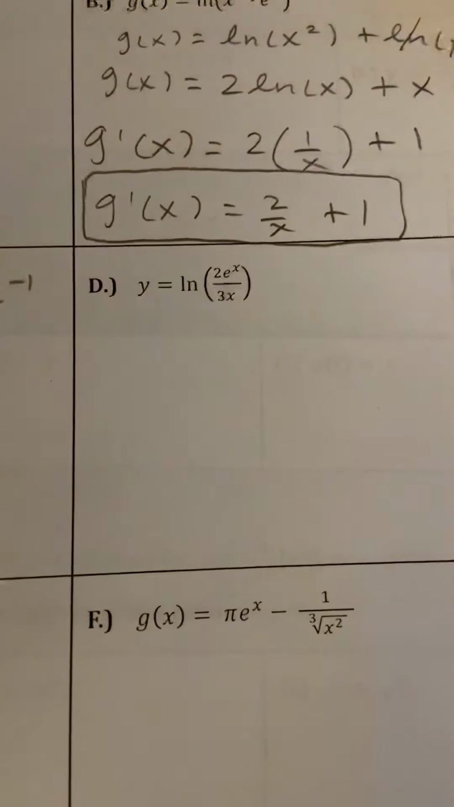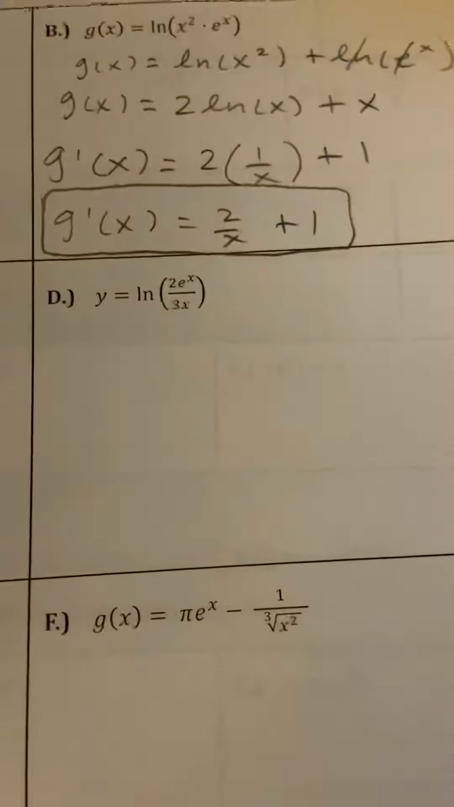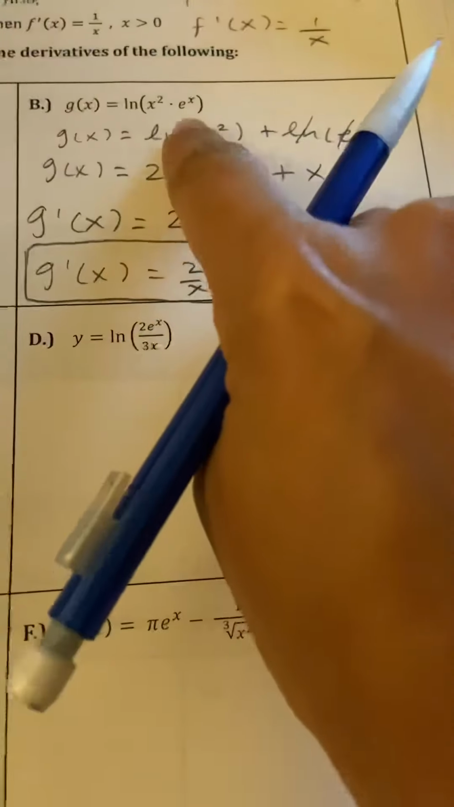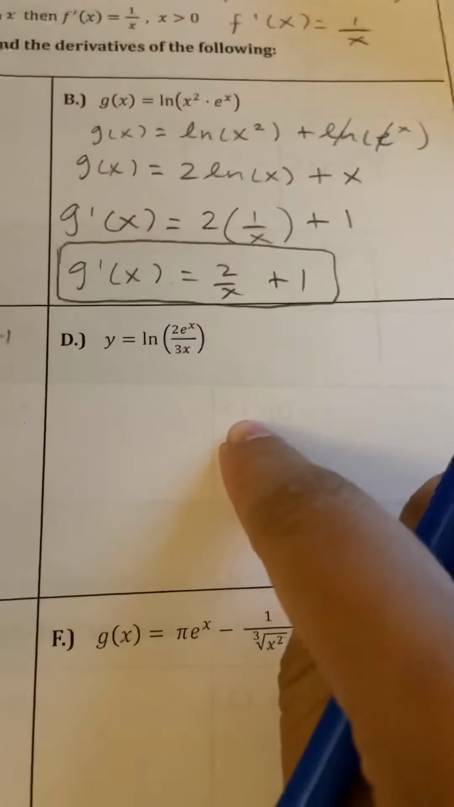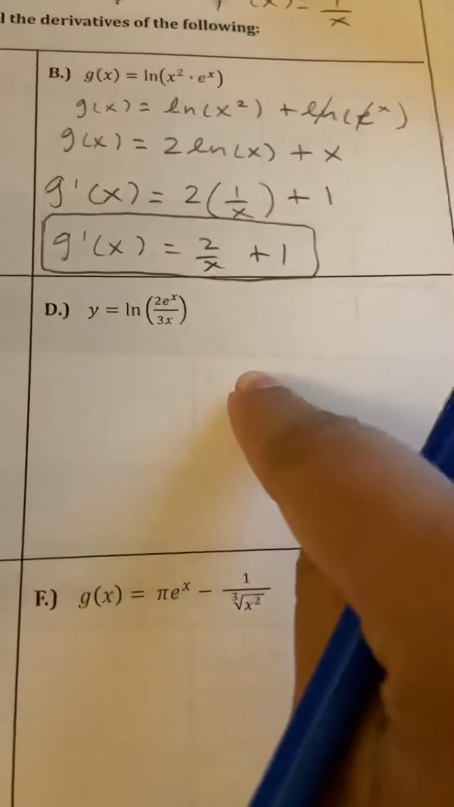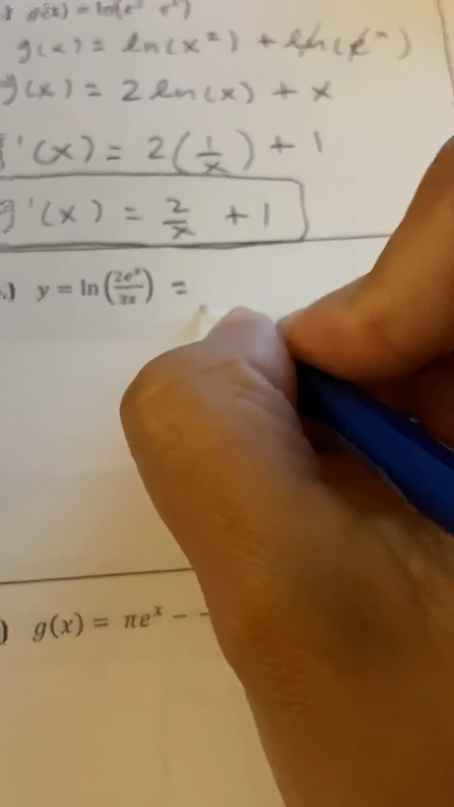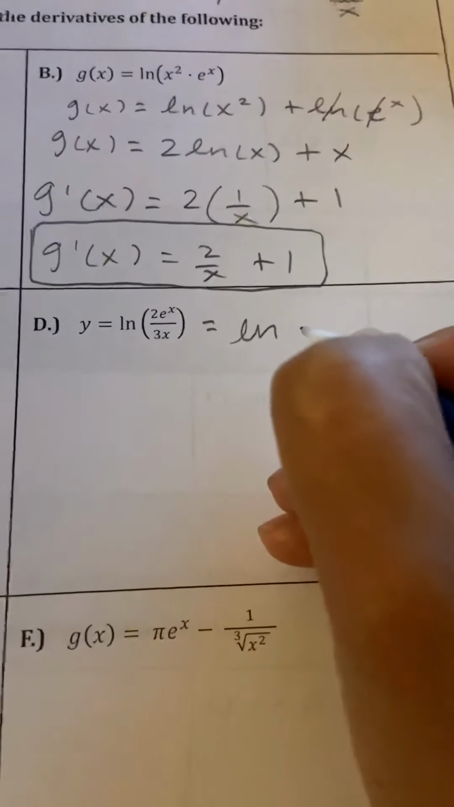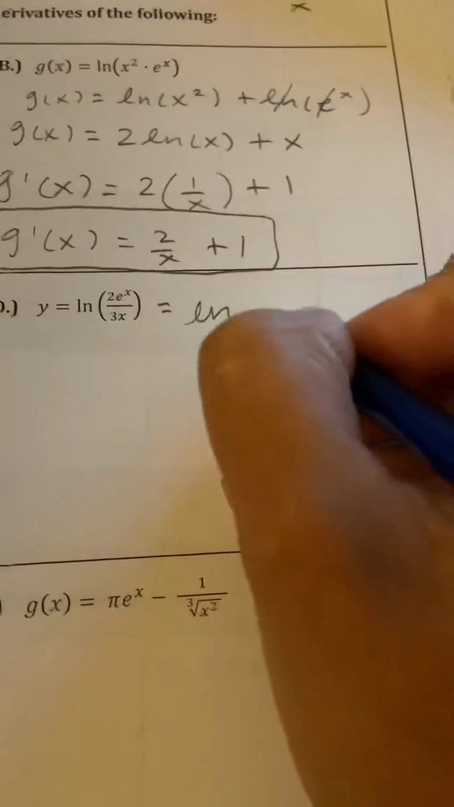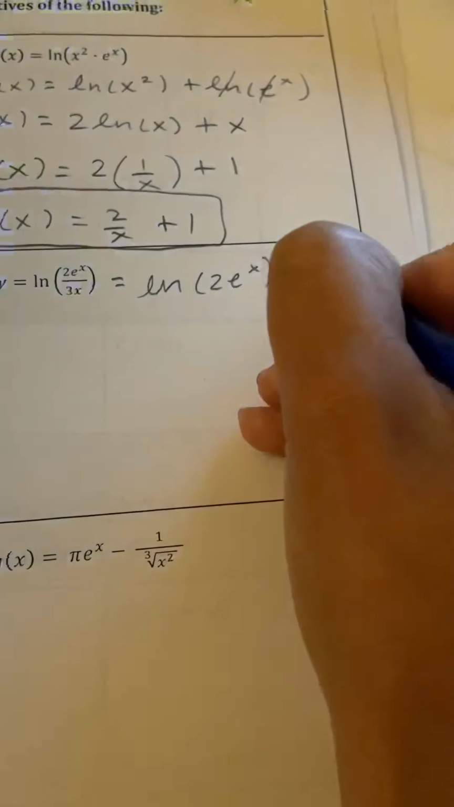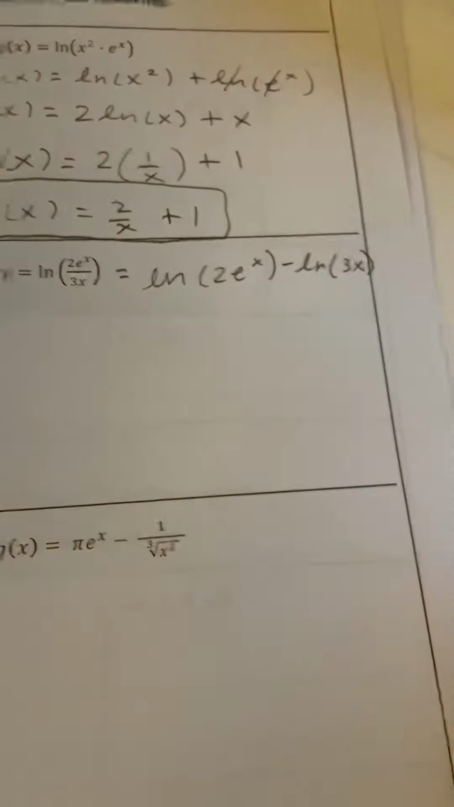All right. Again, letter D is very much like letter B up here. Here you were multiplying, so here you are dividing, which is the opposite. So if we are adding here, we are subtracting here. So rewrite it. I would have, sorry, it keeps blurring. Okay, there you go. I would have ln of 2e to the power of x minus ln of 3x.